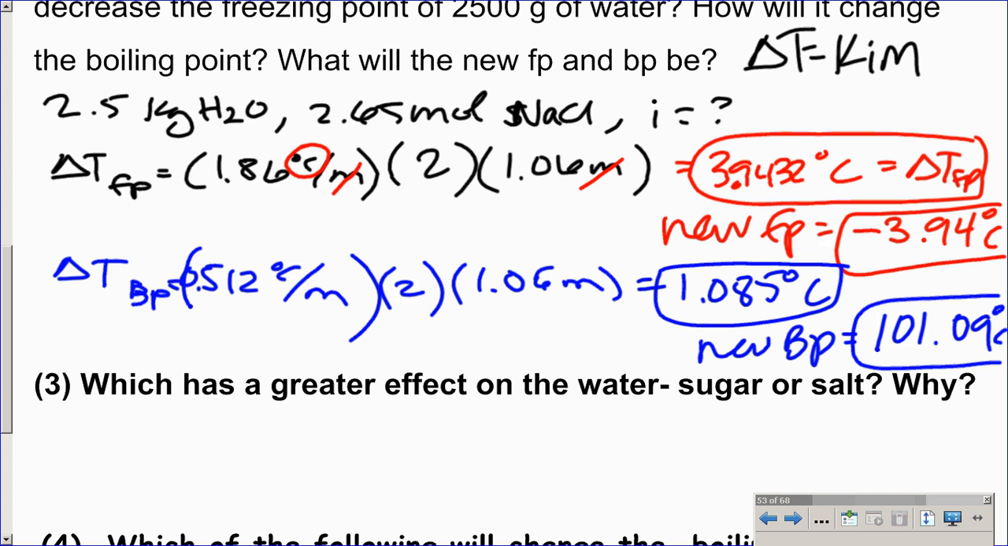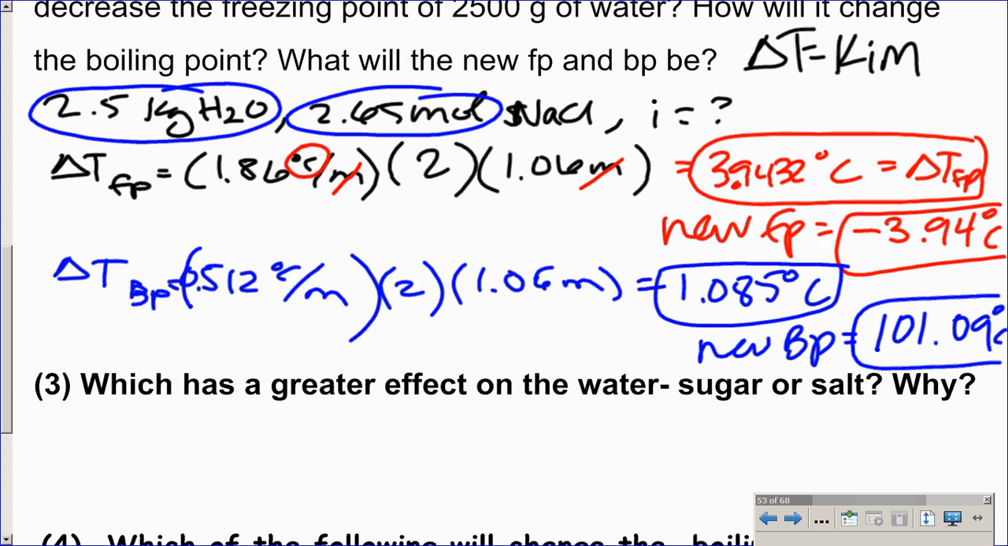Where's the 1.06 one? Why is that? Somebody calculated what 2.65 moles over 2.5 kilograms was, so I didn't have to write those out as a fraction anymore. Oh, so it is the same thing as the other one? Yep, all the variables were the same except for the identity, right?